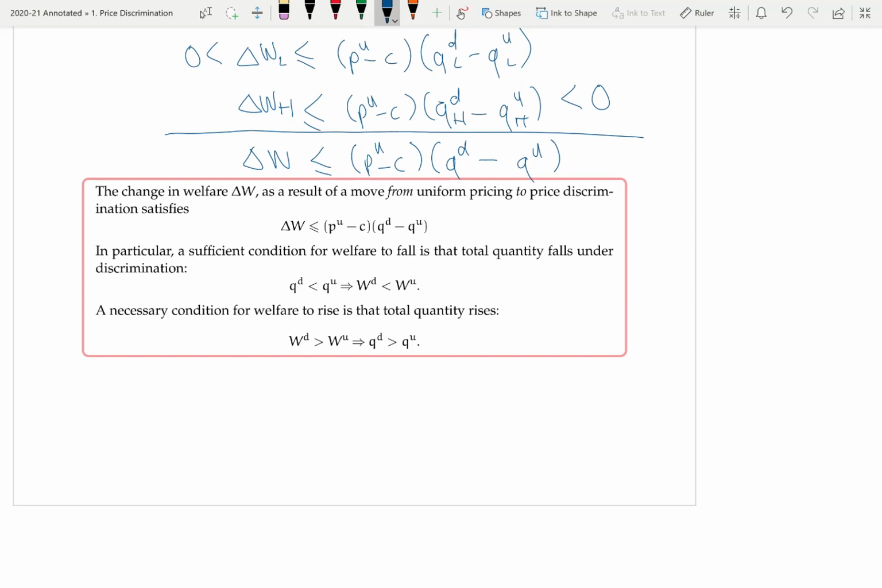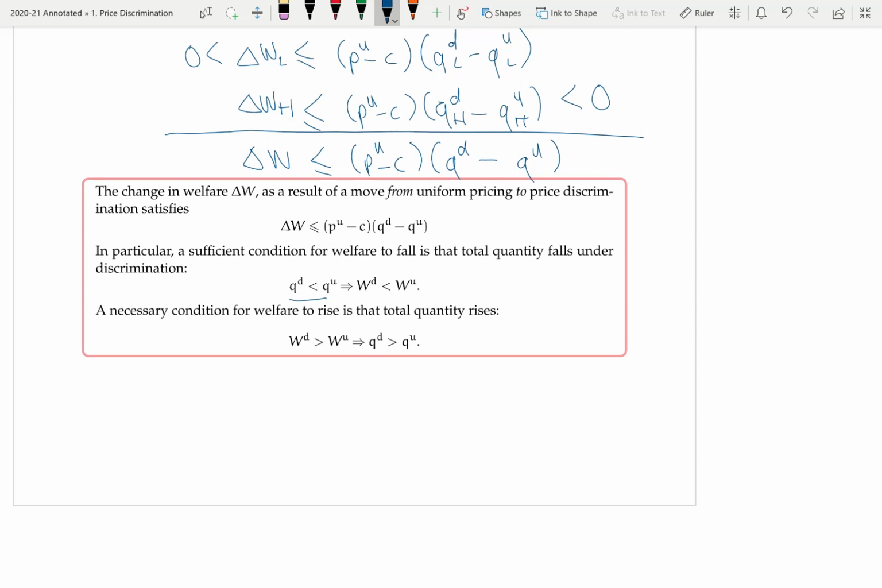So first of all, let's think about the case where the quantity under third degree price discrimination is less than the quantity under uniform pricing. Then this is going to be negative. And because the price is more than the marginal cost, this expression will be negative, and therefore the change in welfare will also be negative. The welfare under third degree price discrimination is less than the welfare under uniform pricing. So a sufficient condition for welfare to fall is that the total quantity falls under price discrimination.